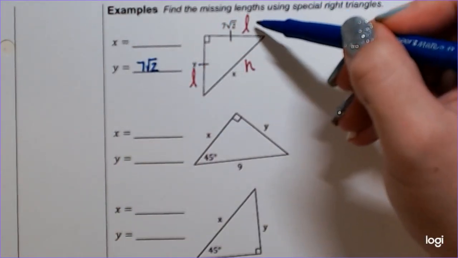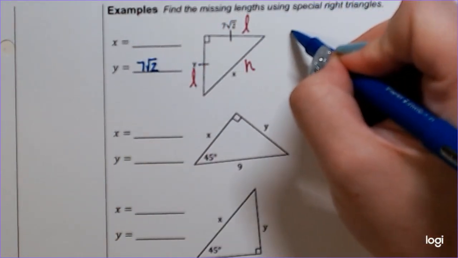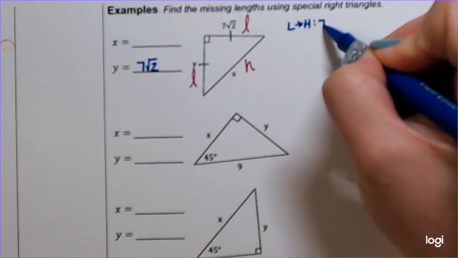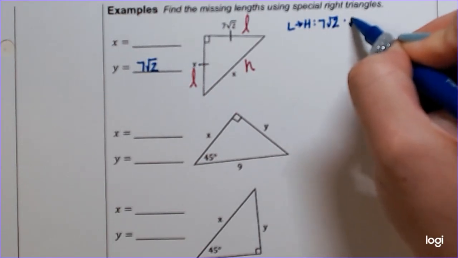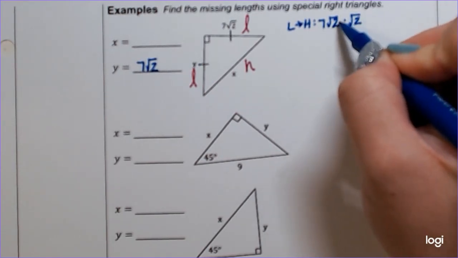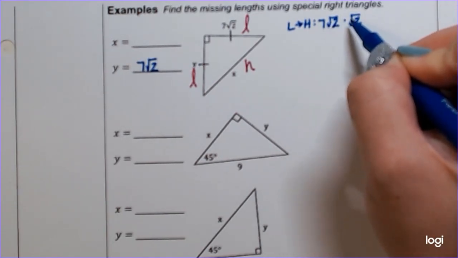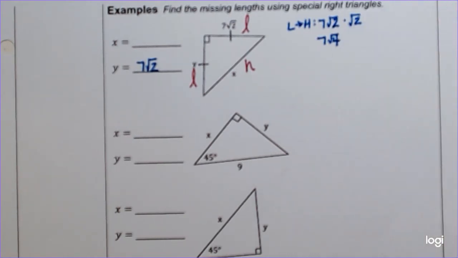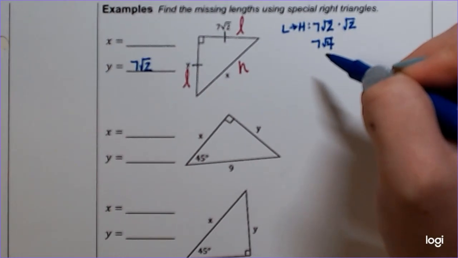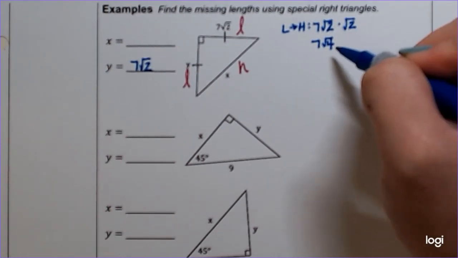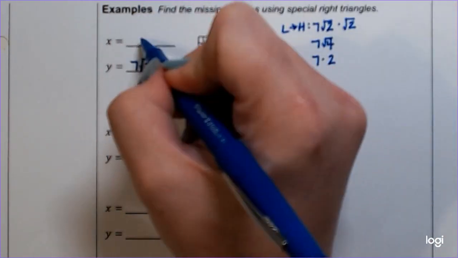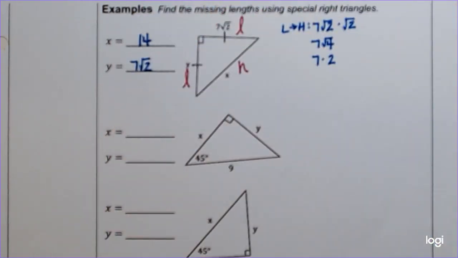To go from leg to hypotenuse, we just multiply the leg by square root of 2. So we only multiply what's underneath the radical, so 2 times 2 is 4, so 7 square root of 4. Looking at our perfect squares list from the very beginning, square root of 4 is on there, and that becomes a 2 without the roof. 7 times 2 is 14, so that's our hypotenuse, our x.